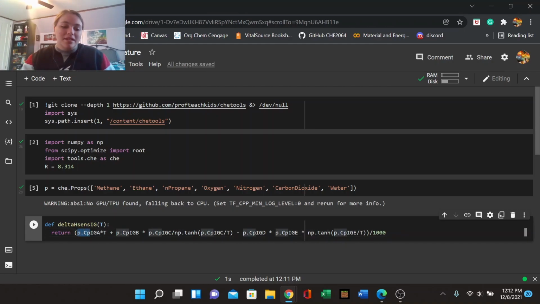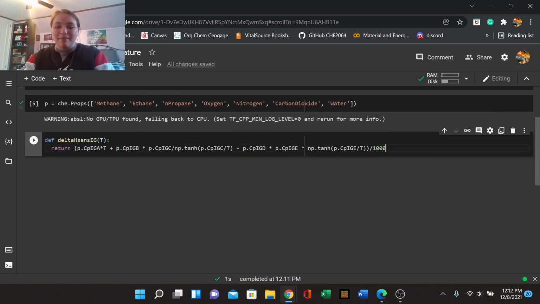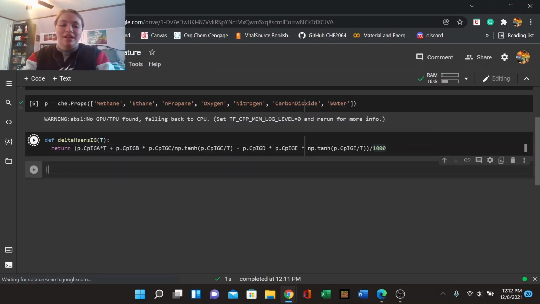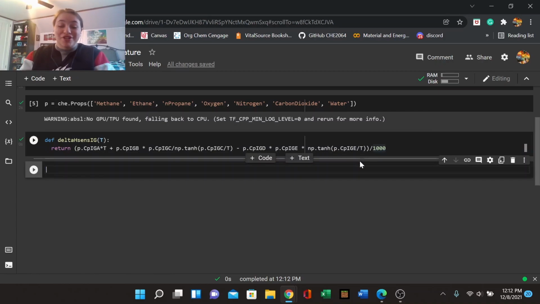Our P dot CP IGA or IGB is basically taking what we did as P, because we inserted all of these to be P. So we just have to do P dot what we want, which is the CP IGA, and then the value, which is the A or B. So that's just what that is, and this is making my life easier. And then you divide it all by 1,000 because of unit differences. And that should be good. I was concerned that I was going to mistype and then make everything a lot more difficult for me.